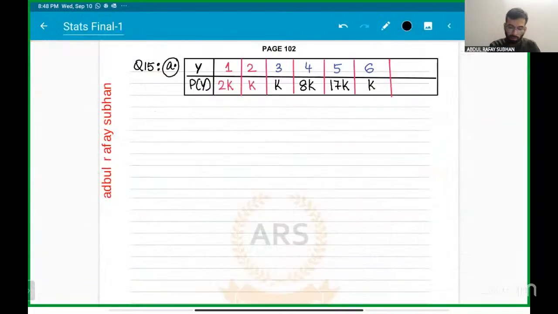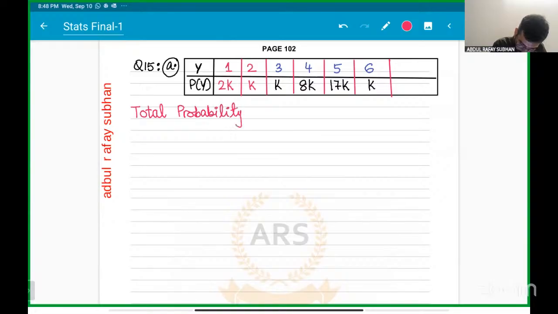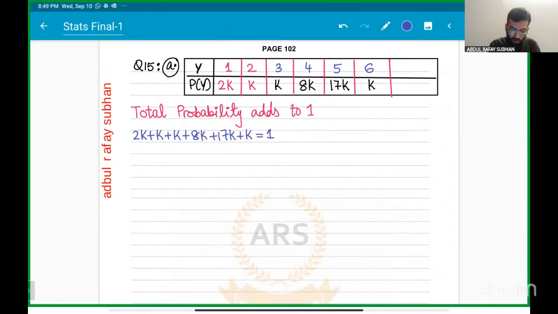Total probability always adds up to 1, sir. So adding all of them will give us 2k plus k plus k plus 8k plus 17k plus k is equal to 1. And then just add all of them and give the answer to the examiner. 2k plus k plus k is 4k, and 4 plus 8 is 12, 12 plus 17 is 29, 29 plus 1 is 30, so 30k is equal to 1. I think we have proved it.